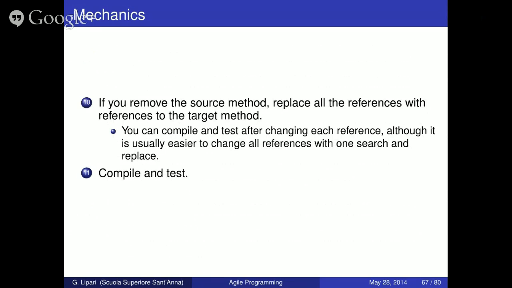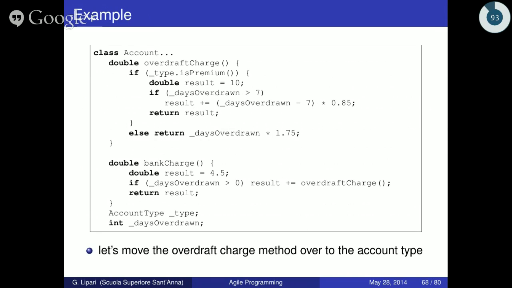And if you remove the source method, you have to go all across the source code to find the references to the target method and change them. And finally, compile and test. So it's quite long. So let's look at this example.